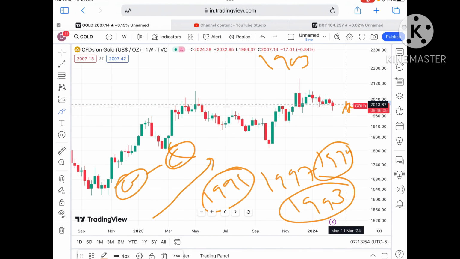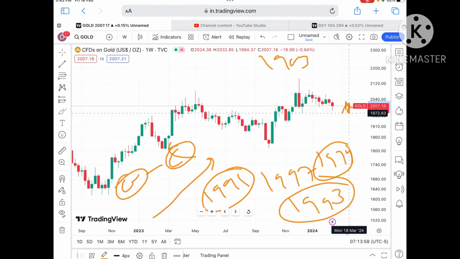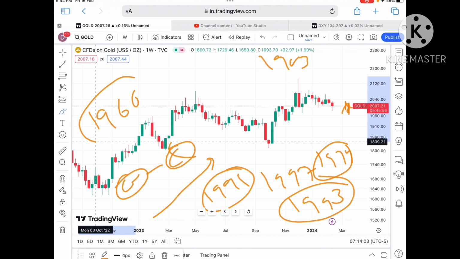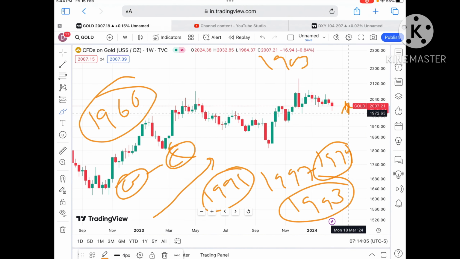As soon as it starts moving below 1983, a further fall we can see towards a level of around $1981. From there, a probability of touching a level of 1974. Keep that in mind. There is a higher chance that as soon as the price starts falling below 1982 to a level of 1974, and from there a further downfall we can see towards a level of around 1966, which is already a weak resistance.